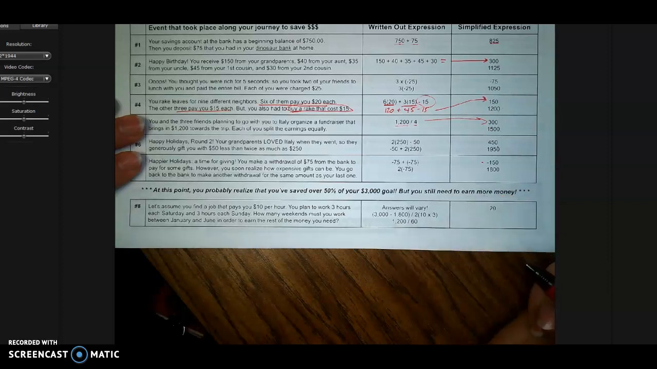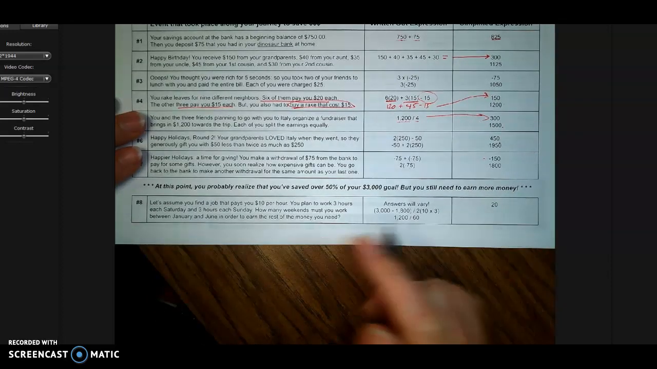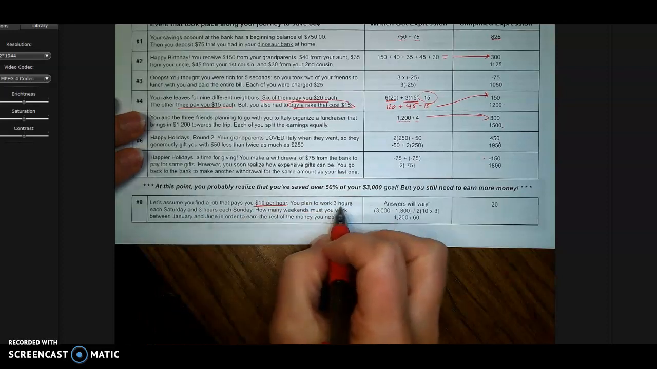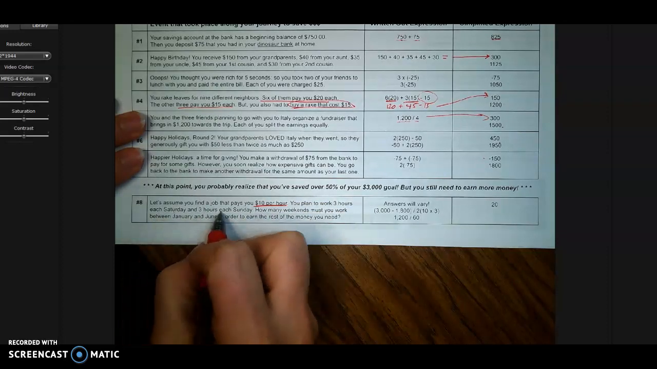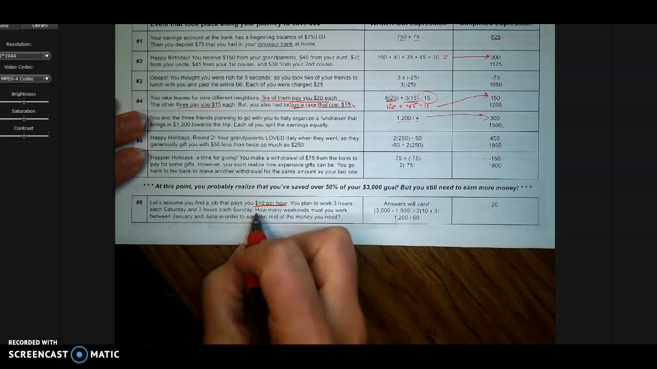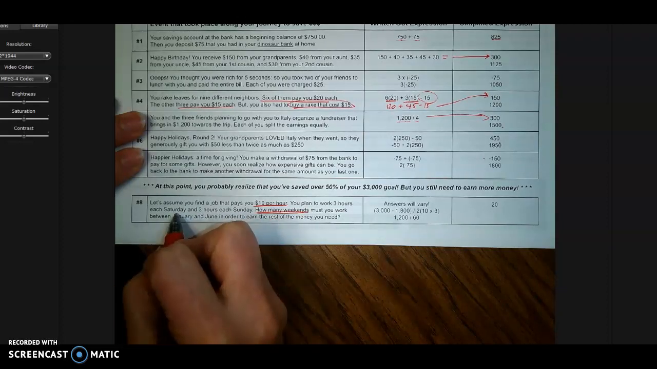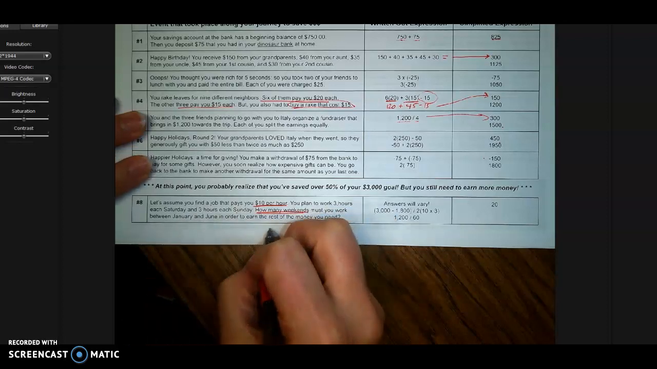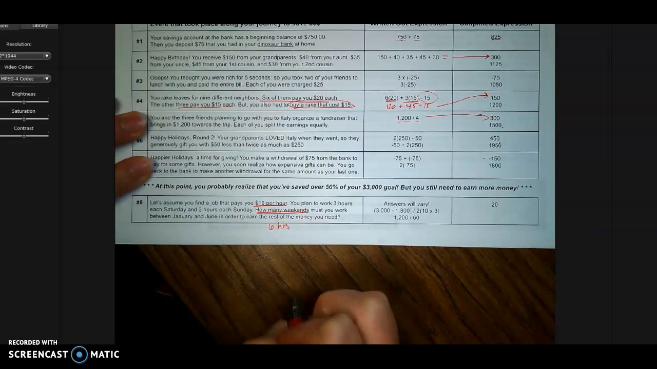But you still need to earn quite a bit more money. So it says, let's assume you find a job that pays $10 per hour, and you plan to work 3 hours each Saturday and 3 hours each Sunday. And then it starts talking about weekends. Well, weekend is Saturday and Sunday. So if I'm working 3 hours both days, that's a total of 6 hours per weekend.